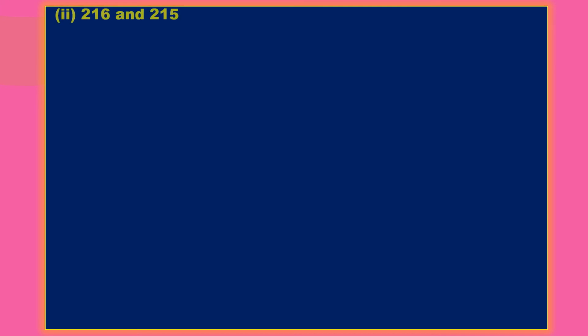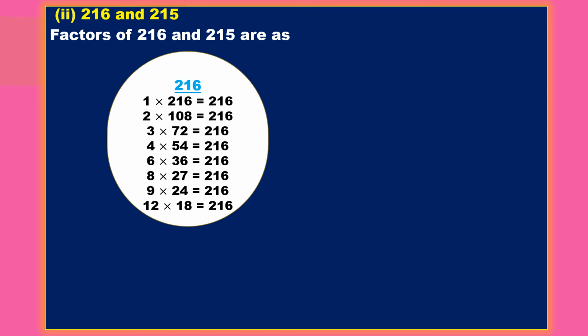Here is your next problem, 216 and 215. Please don't be confused by the 3-digit numbers. Just follow that procedure for finding the factors. Factors of 216 and 215: you should know the divisibility rules. If you are perfect with that, it is dead easy to find out the factors.